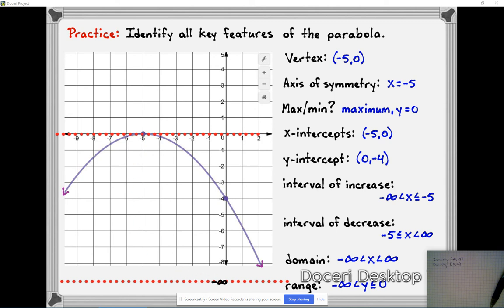All right, that wraps up this lesson. Hopefully you have a better grasp of the key features of a parabola, the parts of a parabola, and maybe a little bit better feel for domain and range. We've talked about that for 2 days now. Go ahead and do the assignment that's associated with this lesson, and make sure you ask any questions the next time we meet, and I'll see you again next time.